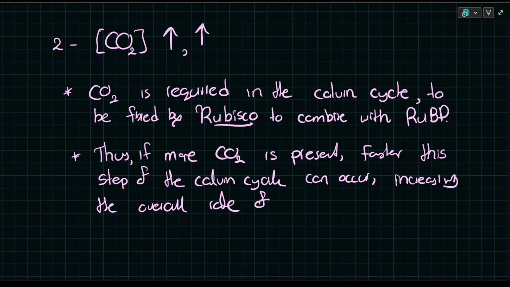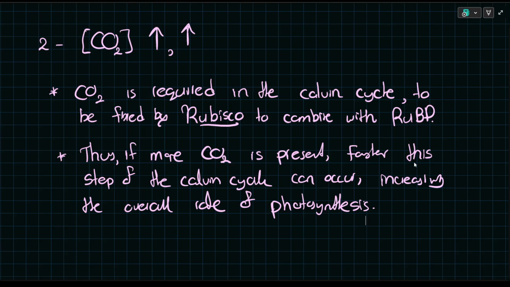Overall rate of photosynthesis. Excuse the little bit of cursive mixing, I'm just writing it very fast. When I look back at my handwriting, I'm having second thoughts. So simply, more carbon dioxide, more fixation by Rubisco, more of the initial stage of the light independent stage, and thus a faster Calvin cycle, increasing the rate of work.